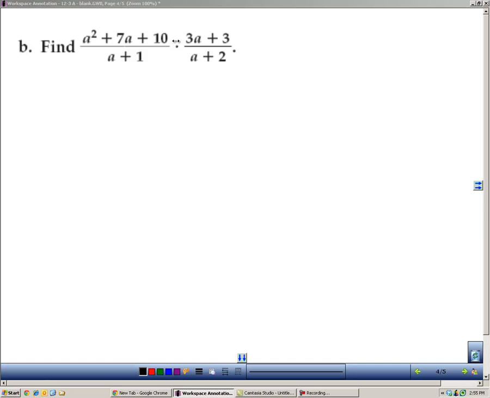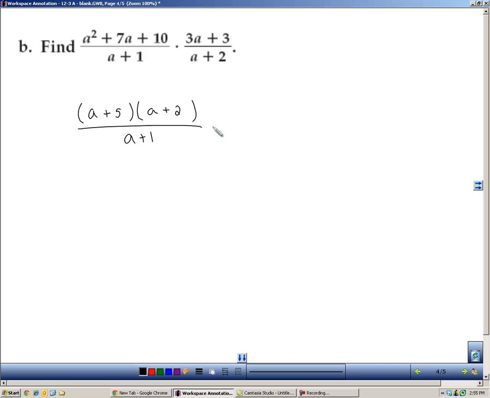Here's another example using polynomials. The trick to simplifying these is to factor first. So here you see a trinomial that I'm going to factor using the diamond. Hopefully you can do this one in your head. 2 factors of 10 that add to be 7: a plus 5 and a plus 2. If you can't do that in your head, it's fine if you use the diamond.